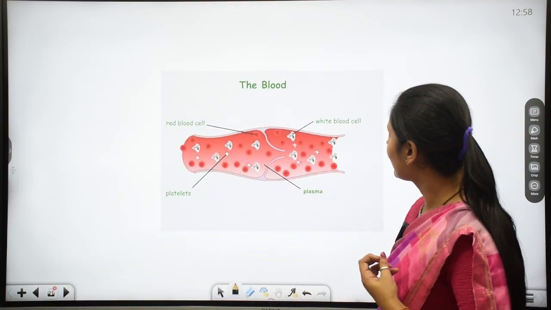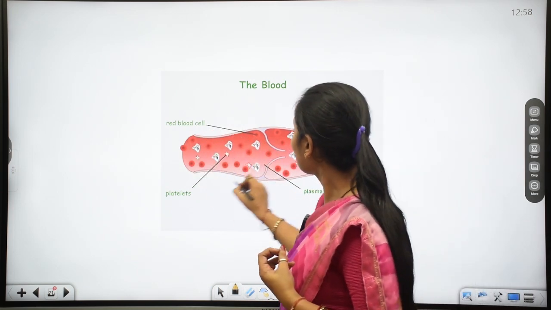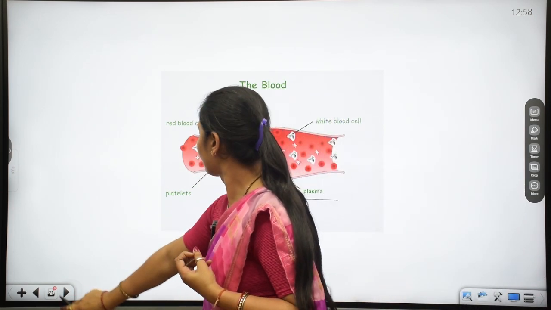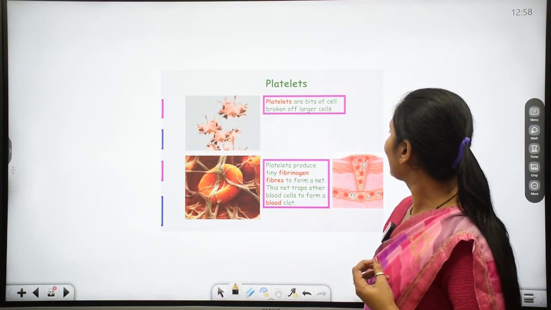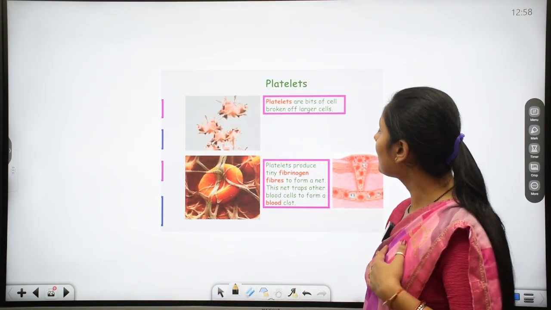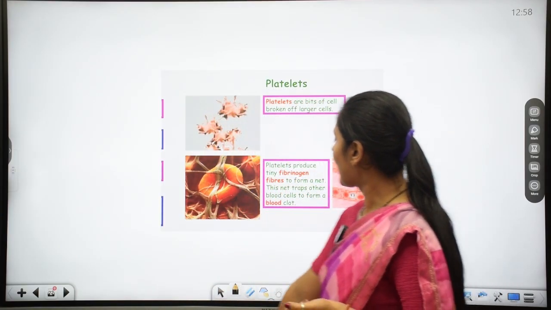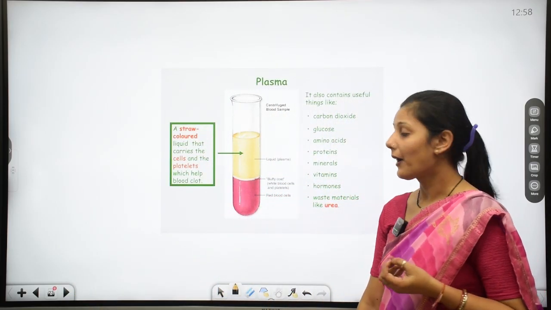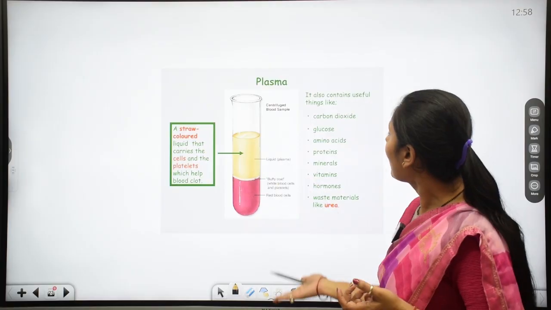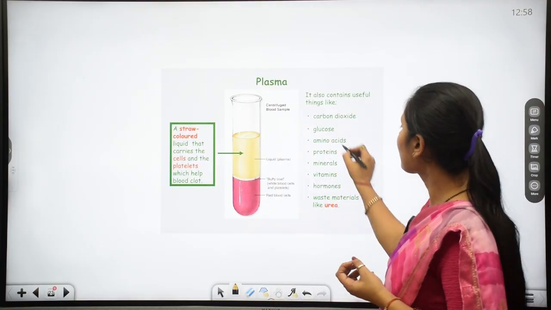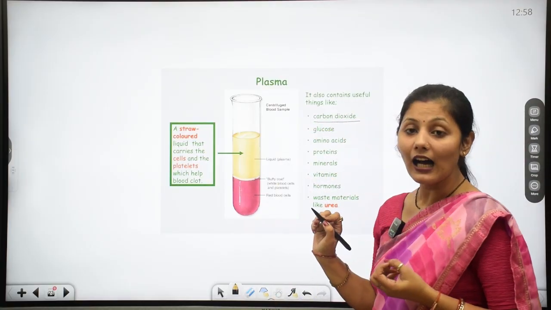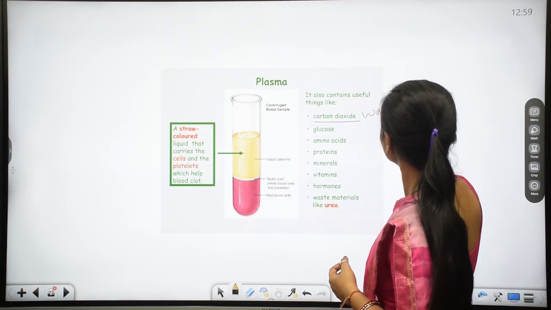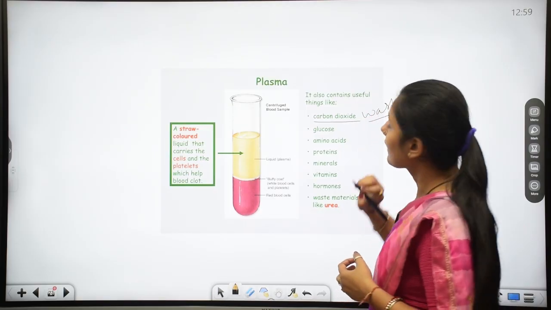So this is the composition of blood, and the fluid part is known as the plasma. Now the next thing is that I have told you the platelets are responsible for breaking down the larger cells, as well as they have the fibrinogens and they are known as the fibers. This is the plasma, and it also contains carbon dioxide, which is not good for our body and is known as the waste material. This is the waste material for our body.